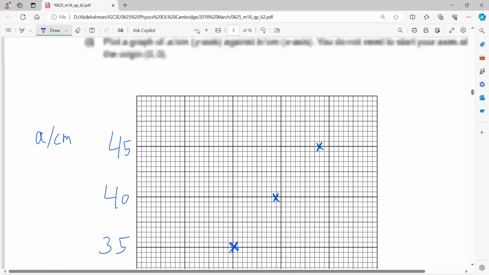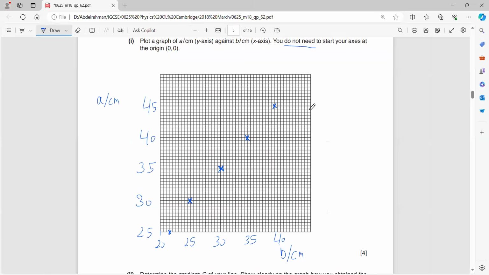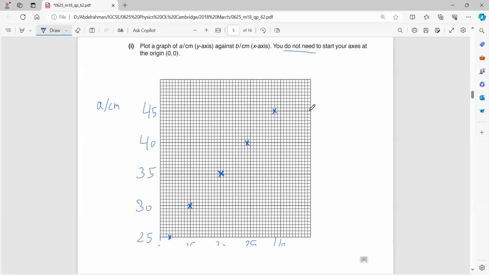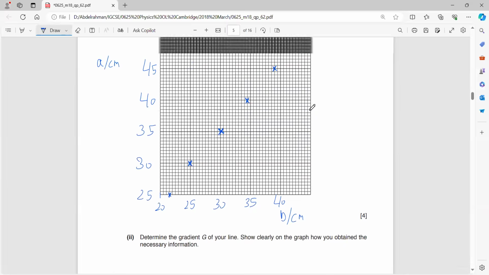Okay, the points are quite easy for this graph. Then we will need to draw a best fit line and find the gradient, G. How can I draw the best fit line? Best fit line again would be quite easy. Straight line.